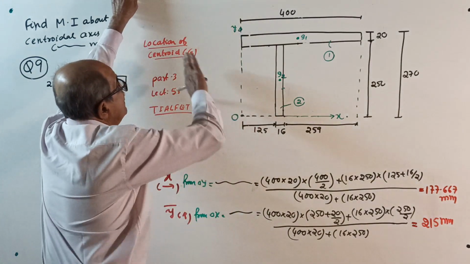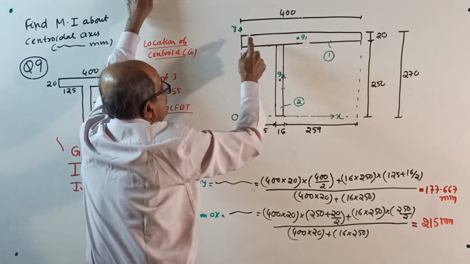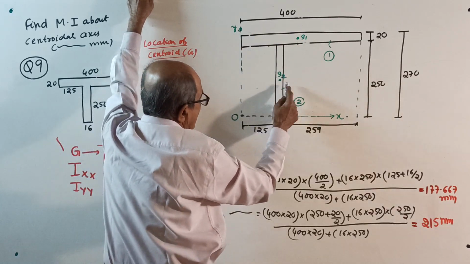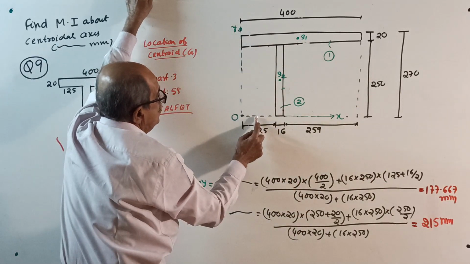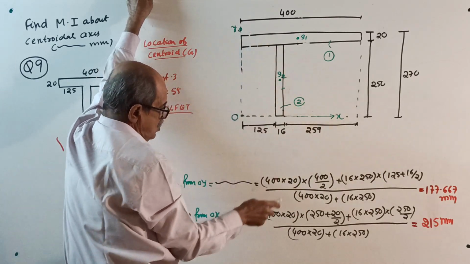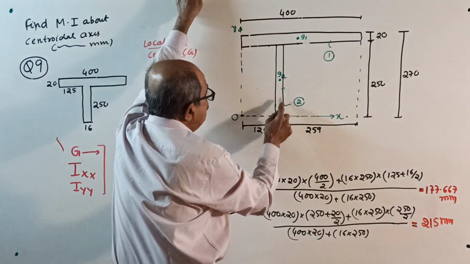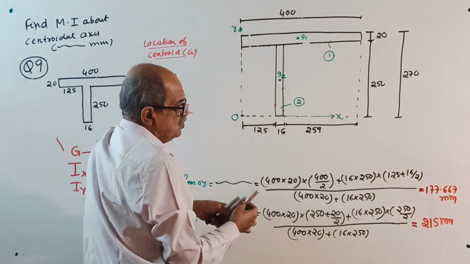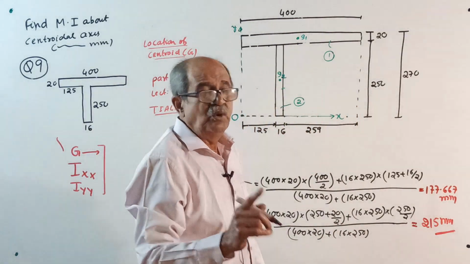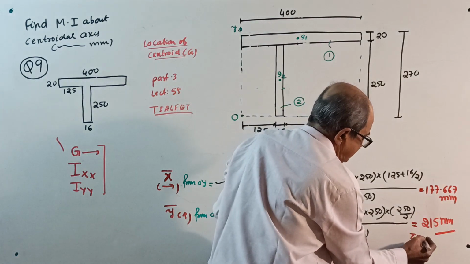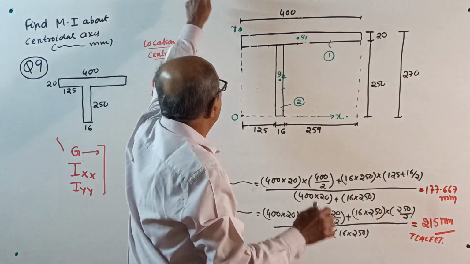So write X bar equals A1 X1 plus A2 X2. See, X1 is 400 by 2, X2 is 125 plus half of 16, written here. Then Y bar here: Y1 is 250 plus another 20 by 2, or 270 minus 20 by 2 also will do. Y2 is 250 by 2. You get X bar, Y bar. Till this step, if anybody expects more explanation, I will tell there is a limit for everything. That's all.